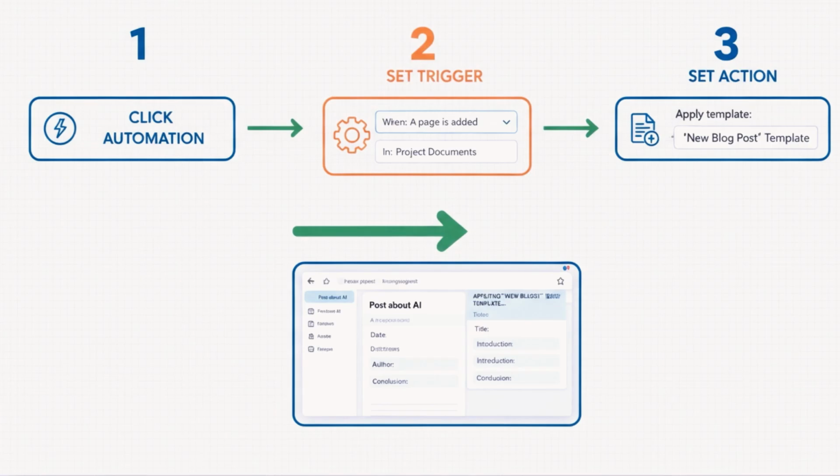So how do we make this happen automatically without a single click? We set up the automation. Click the little lightning bolt icon at the top of the database. Set the trigger to when a page is added, and set the action to apply the new blog post template. That's it. Now, every single time you add a new idea to your calendar, Notion AI automatically generates a complete strategic brief for you inside the page. We've just built one small part of our strategist's brain.